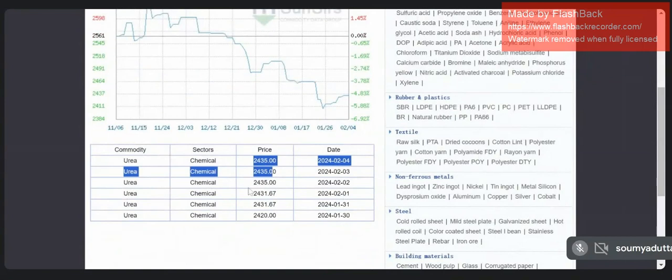So if the urea prices go up again, then you will see Deepak Fertilizers and all other fertilizer companies rallying, which make nitrogen fertilizers, not other fertilizers. Okay, nitrogen fertilizers.